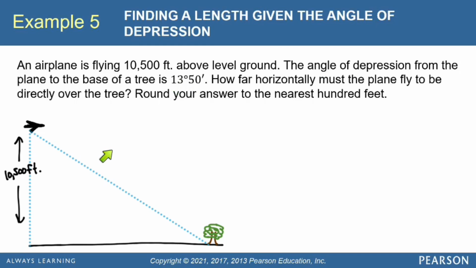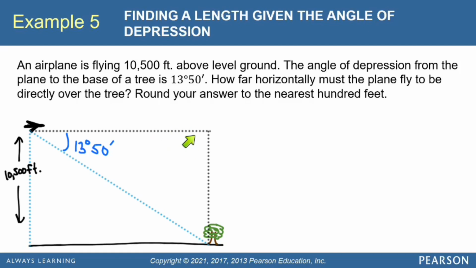Now remember, angle of depression is measured down from the horizontal. So if we imagine this horizontal line here, that angle of depression is right there between the horizontal and the line between the two objects, 13 degrees and 50 minutes. Now we're interested in finding the horizontal distance that the plane has to travel to be right over the tree. So let's draw that imaginary vertical line right there. And you can see that we've got a right triangle closed in. We know it's a right triangle because this is a vertical line and this is horizontal.